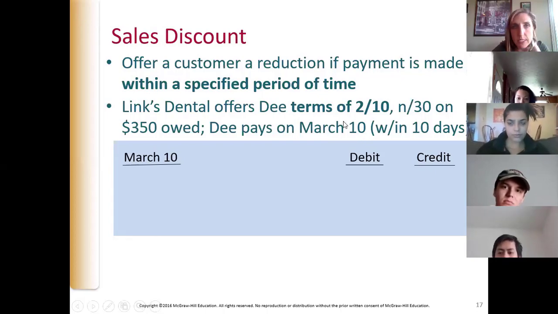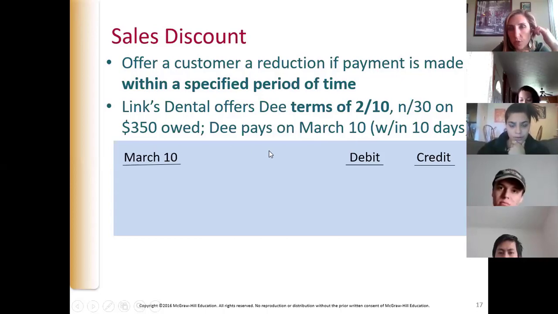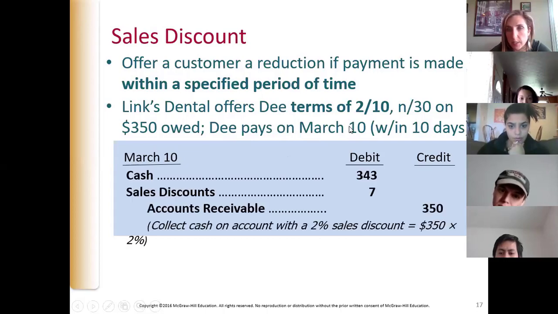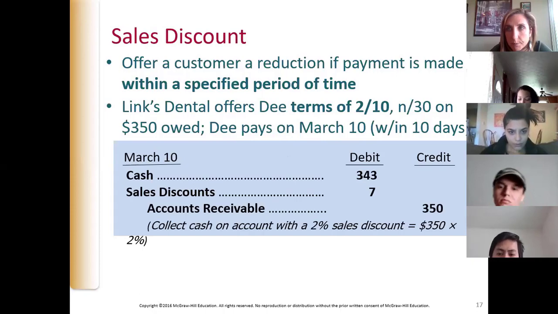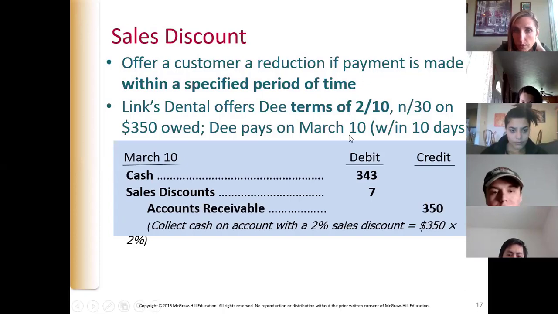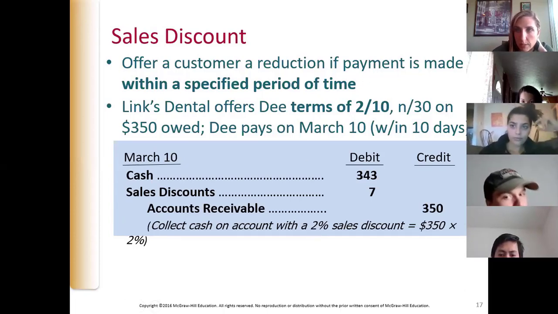So what happens is when the customer pays, if they pay on March 10th and the service was offered, I think March 1st, it is within the 10 days. So the journal entry will look like this. And that is going to be one of your first homework problems. It says record the services on account. So that would have been debit to accounts receivable and credit to service revenue. And then it says record the receiving of the payment. So it's going to give you some terms like this.